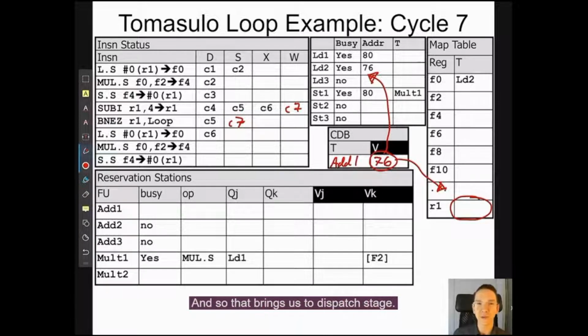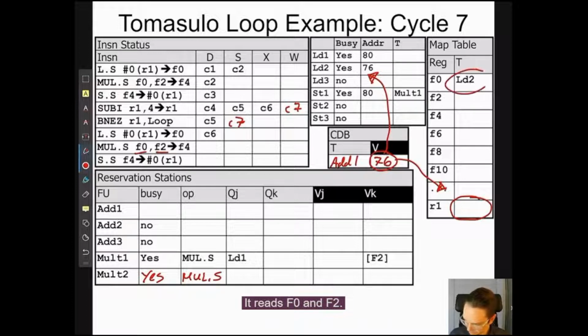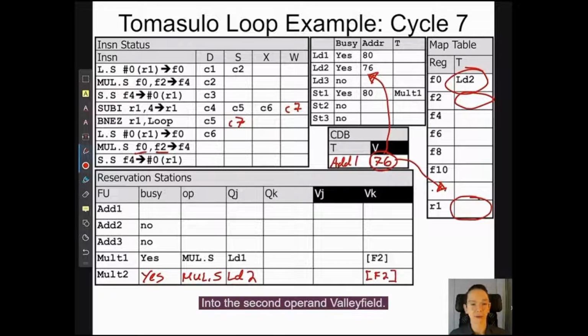And so that brings us to dispatch stage. We have a new multiply instruction coming out. So let's dispatch that multiply. We allocate a reservation station entry and copy the opcode there. It reads F0 and F2. So we need to copy the tag into the tag field in the reservation station entry, but F2, its tag is empty, so that data is ready in the register file, and so we copy it into the second operand value field. And finally, the instruction writes F4, so we have to update the mapping for later readers of F4, so we point the tag to this entry of the reservation station mult2.